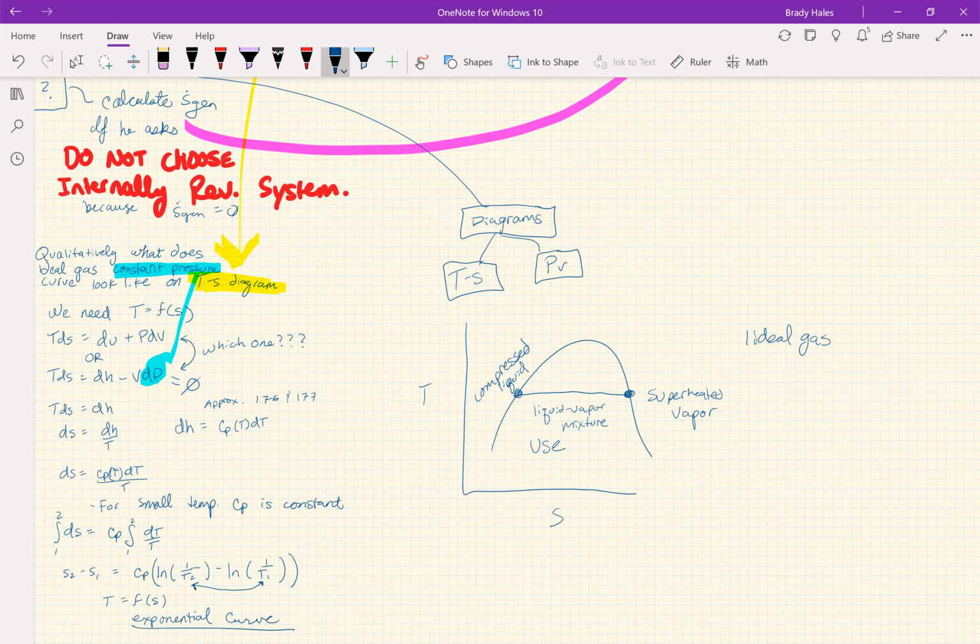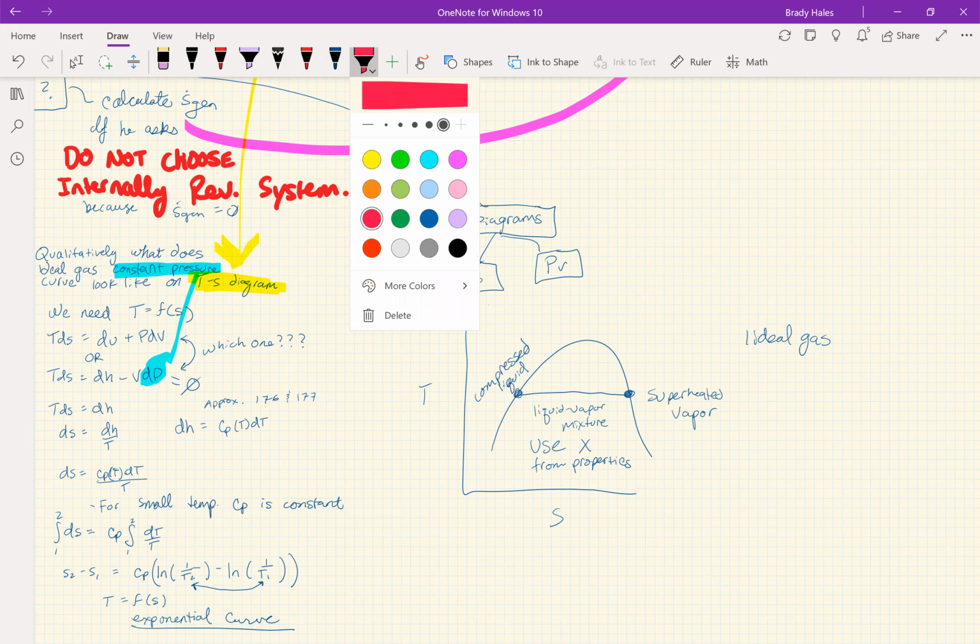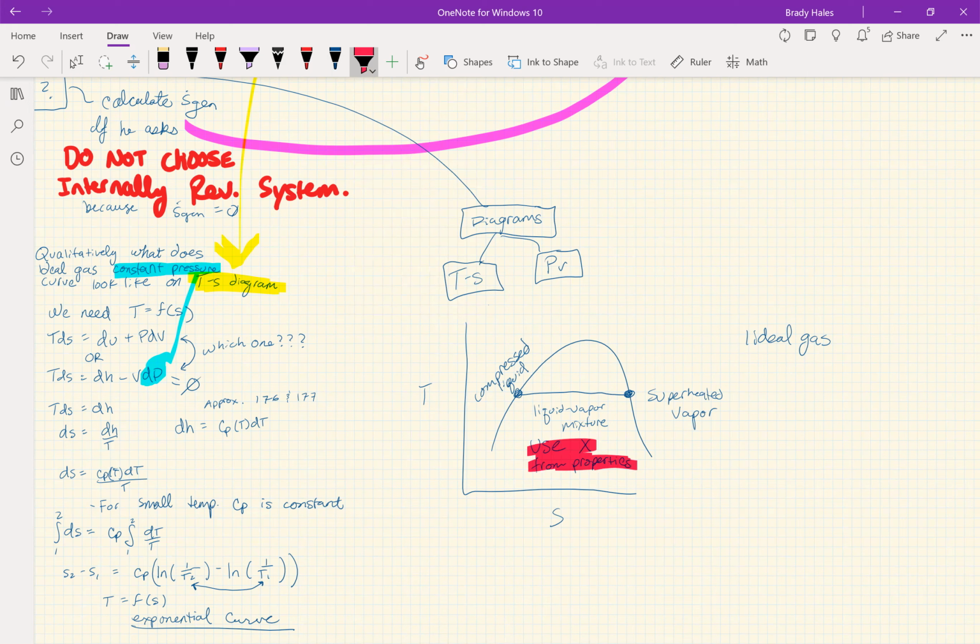So underneath the vapor dome, I would use X from properties. And essentially what X here, wait, just a second. Okay, so this is X equals 1. This is X equals 0. So again, this is only valid under the vapor dome because it's just telling you which point you're on, right?